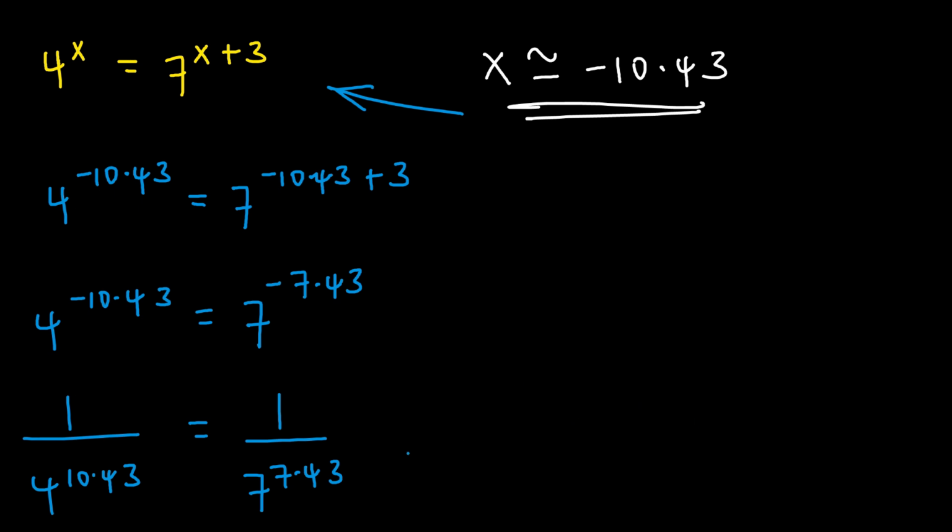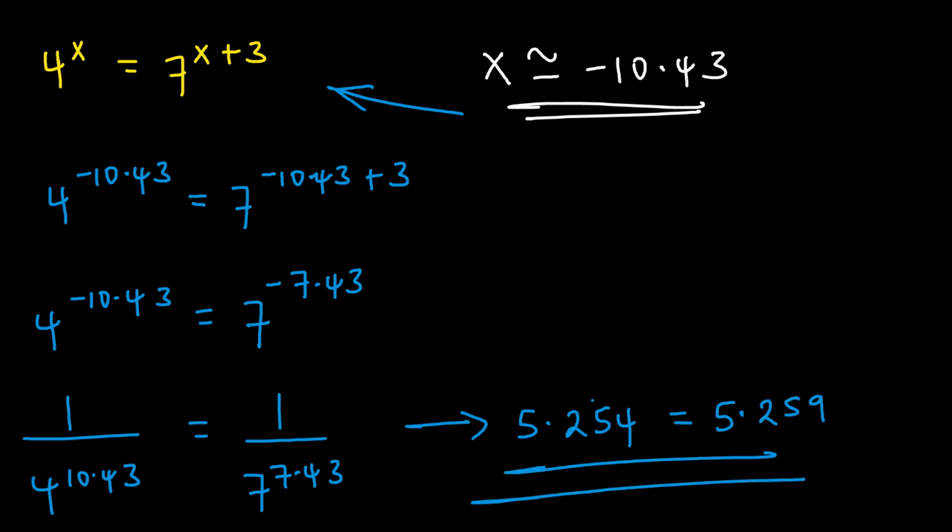And if you put this in the calculator, you will get 5.254 equaling 5.259. And as you can see, the left hand side is the same as the right hand side. So our answer is correct. So that's how you can solve such an exponential equation.